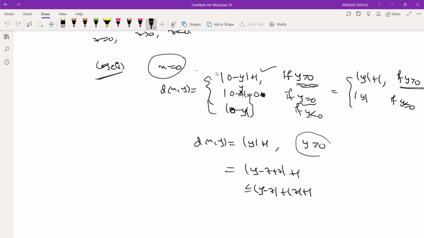So here y is positive. One of them is positive. So what is our metric? Y minus z plus 1. You keep this in a bracket. This is mod z. Yes or no? Is it clear?